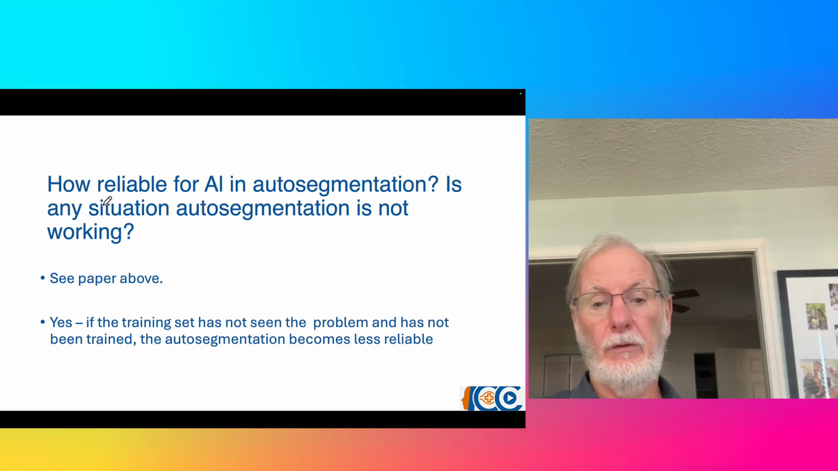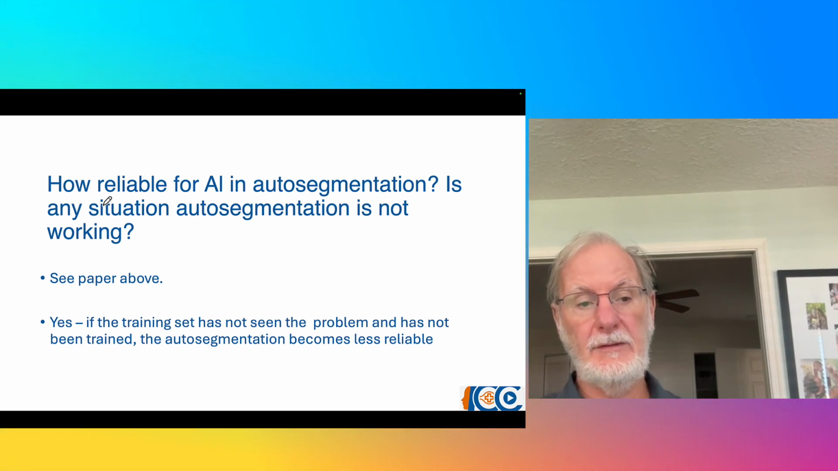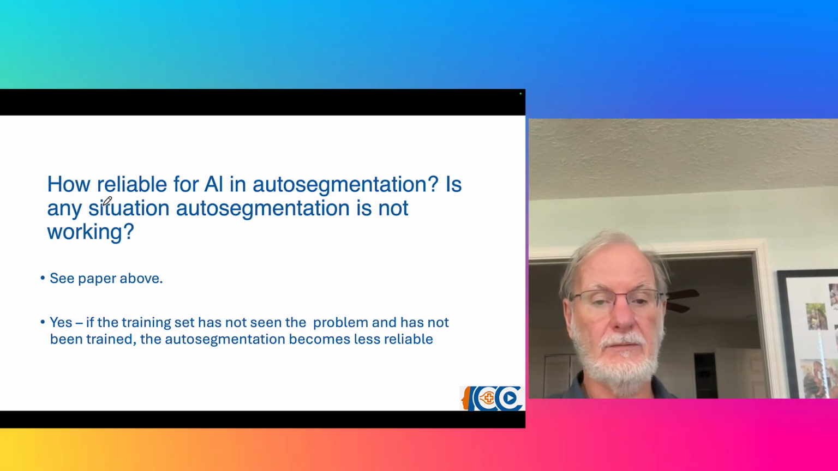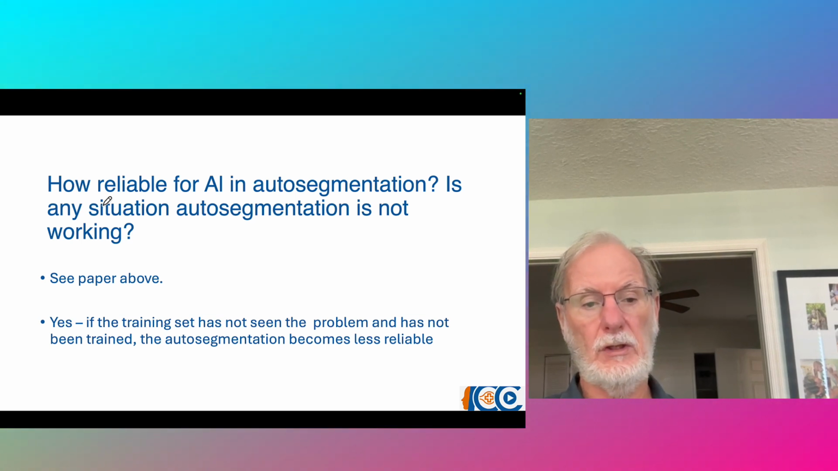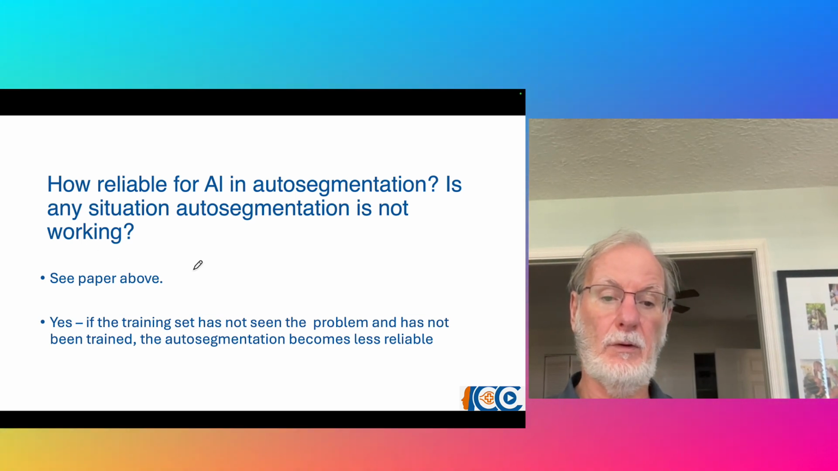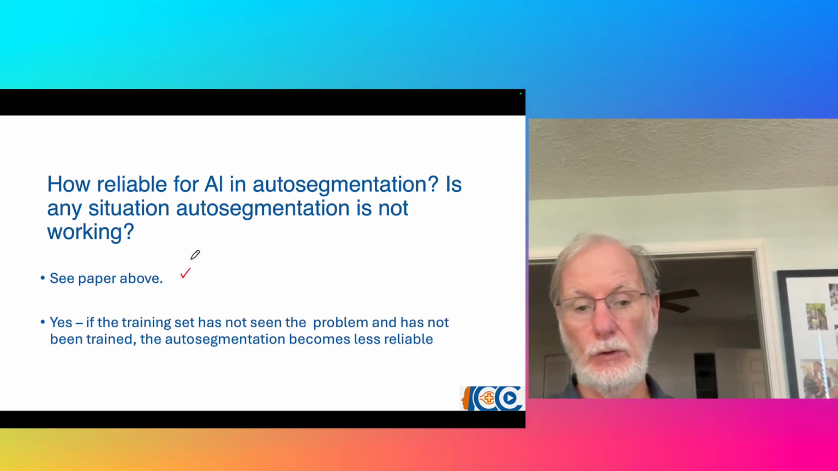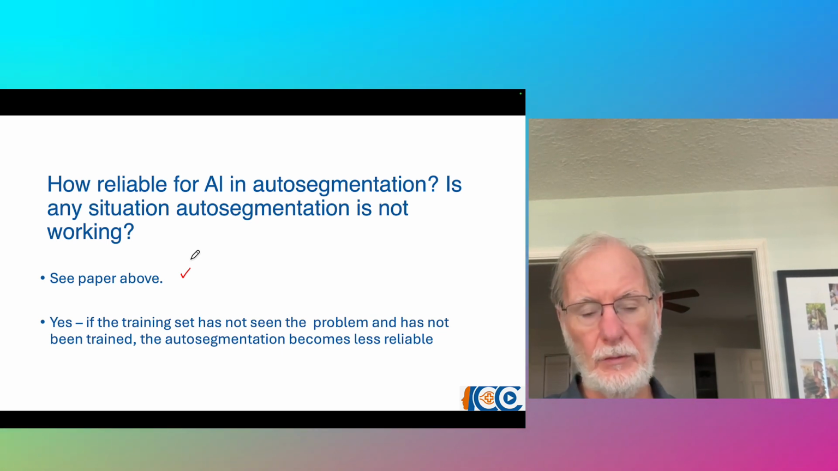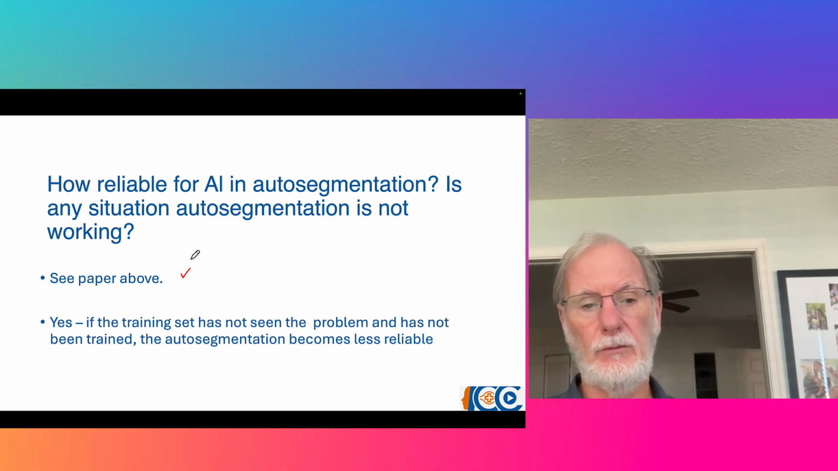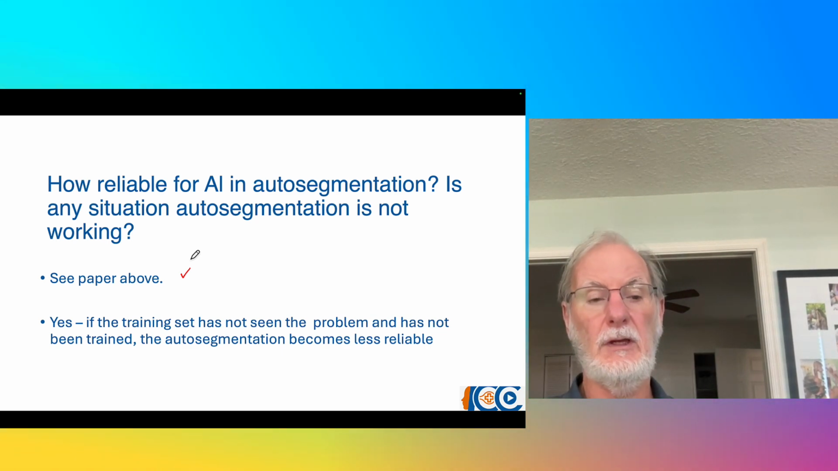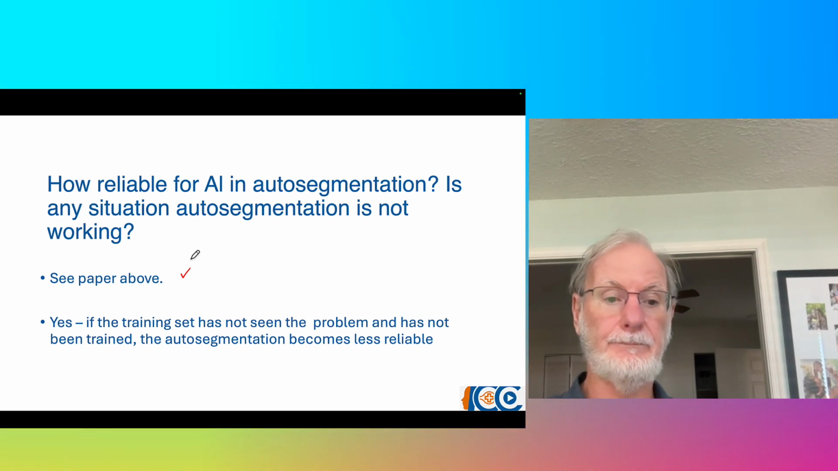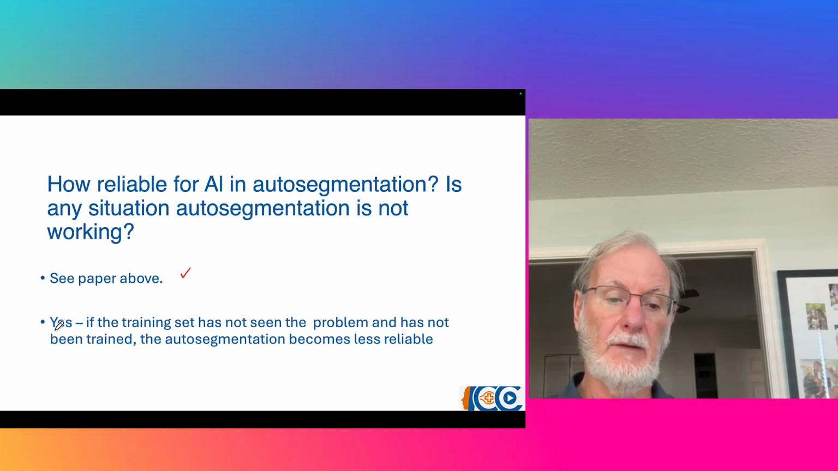How reliable for AI in auto-segmentation is any situation that auto-segmentation is not working? So I said, see the paper above. They're all very good. They do not all do the same things, but roughly at the end of the day for clinical application, I think it's good enough.